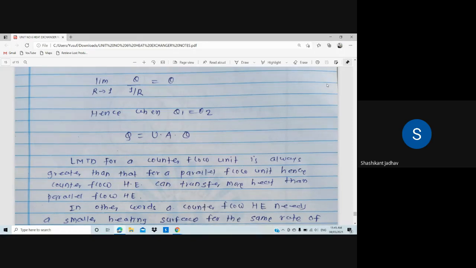म्हणजे जी काही तुम्हाला थीटा 1 थीटा 2 ची जी काही व्हॅल्यू मिळणार ती सेमच असणार आहे, म्हणजे थीटा एवढी असणार आहे. तर ती जी काही व्हॅल्यू मिळते ती डायरेक्टली त्या इक्वेशन मध्ये पुट करायची, म्हणजे क्यू इज इक्वल टू यू इंटू ए इंटू थीटा.